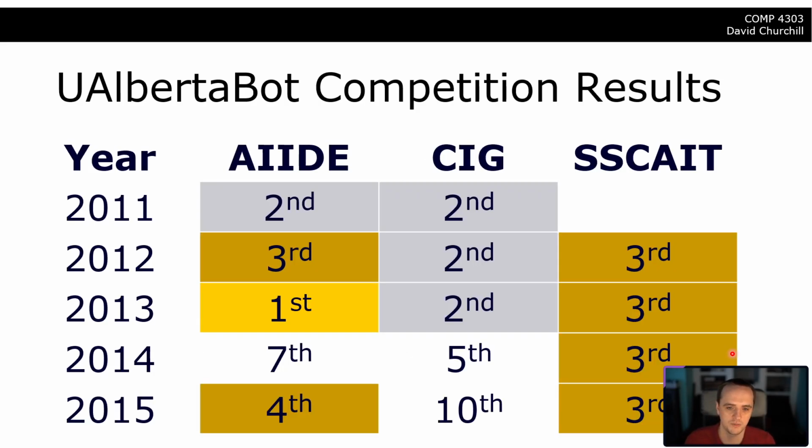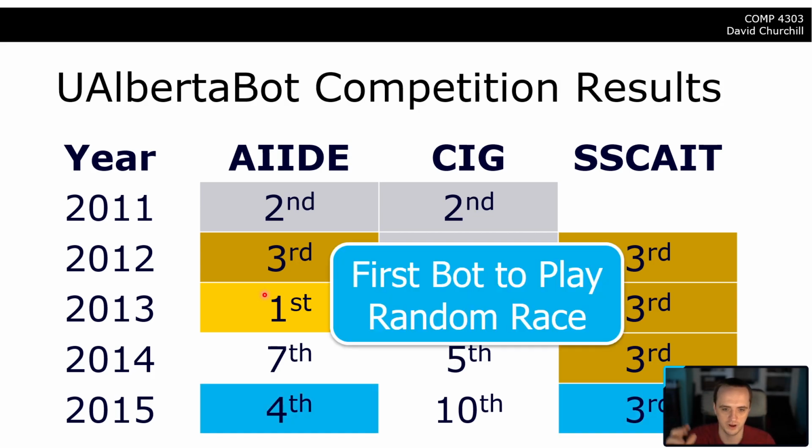So UAlbertaBot did really, really well in the first 5 years. I stopped working on the bot in 2015, and so it's done progressively worse over the years because of that. But it actually did win the competition one year, so that was pretty cool. And it was the first bot to play the random race, so it can play all three races equally well.